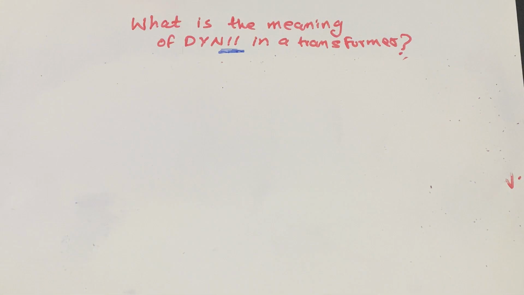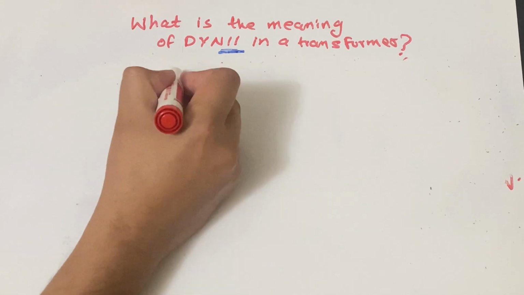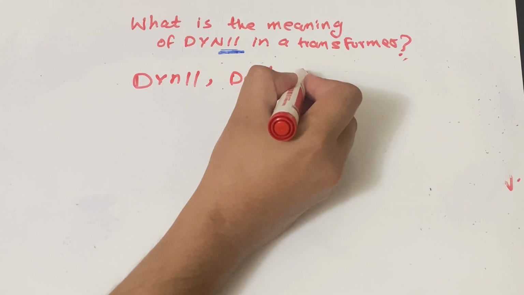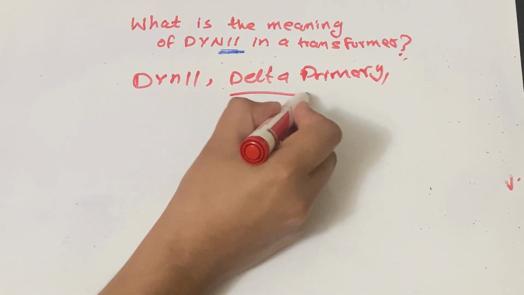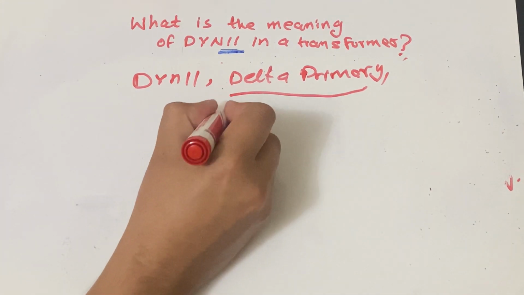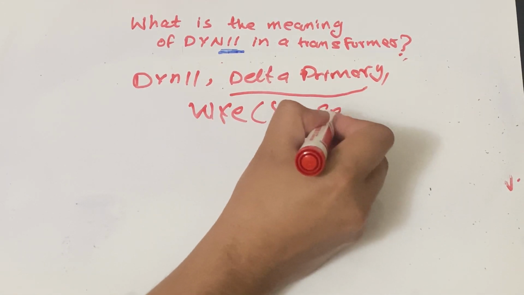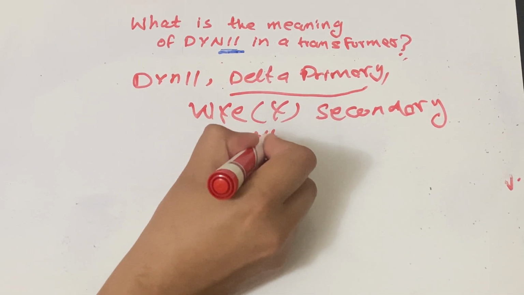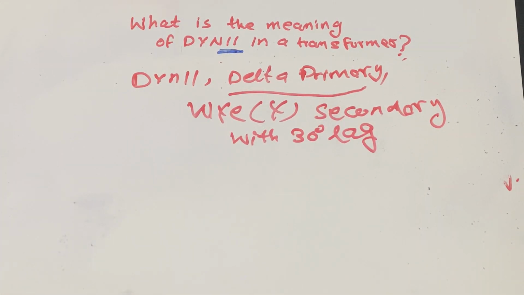So now also remember this thing, DYN11. So delta will be the primary, and y, you should write in this way, or simply y as secondary, with 30-degree lag from the primary. So y voltage or current will be 30-degree lag as compared to the primary one.